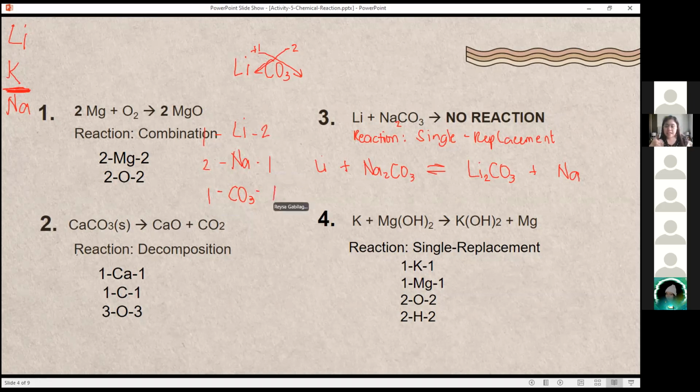So hindi ito balance. We can start with lithium. I can write 2 here para mabalance siya. And our problem na lang is the sodium. So I'll write 2 also here so that sodium becomes 2 on the product side. So this time, this is already a balanced equation.